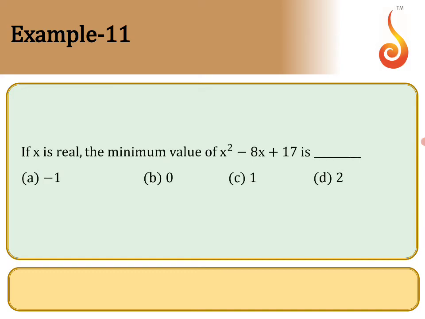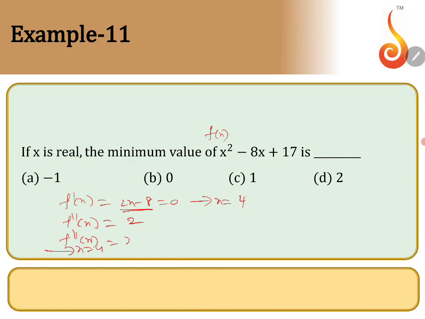If x is real, then the minimum value he is asking. The given question I am taking as f of x. That means f dash of x is what? 2x minus 8. For max or min, put f dash of x equal to 0. That means x is equal to what do you get? 4. Now he is asking f double dash of x first of all. f double dash of x, what is it? 2.